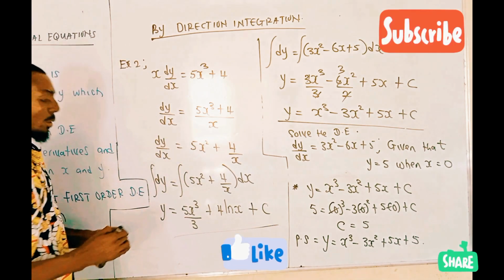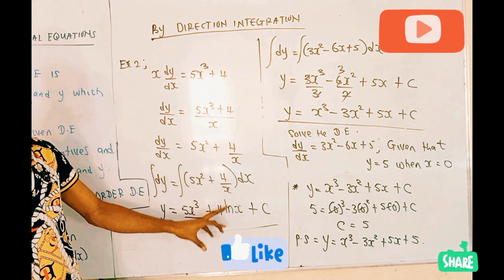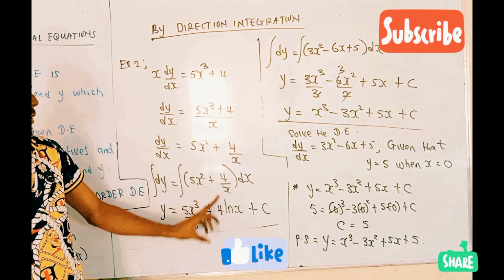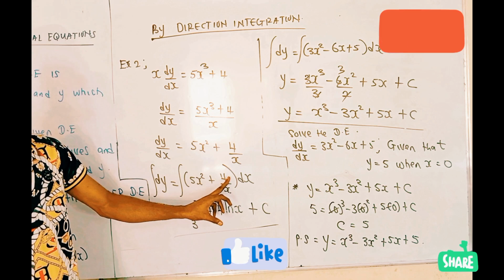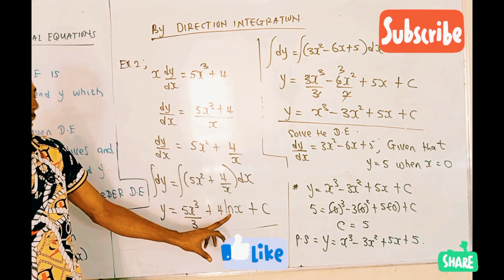So this is my answer. Just know that the integral of 1 over x is ln x. That 4 is just like a constant, so we put it down here. Then the main function of x to integrate is 1 over x, and the integral of 1 over x is ln x.